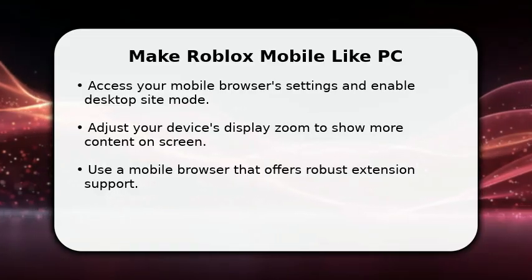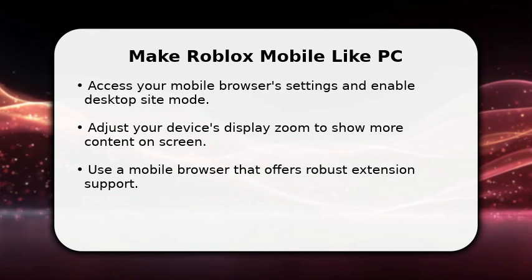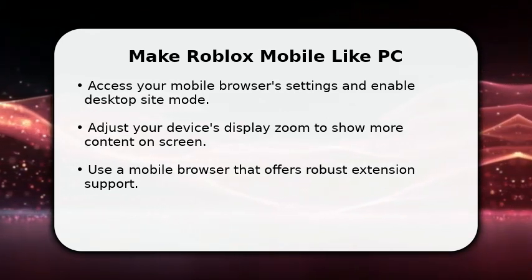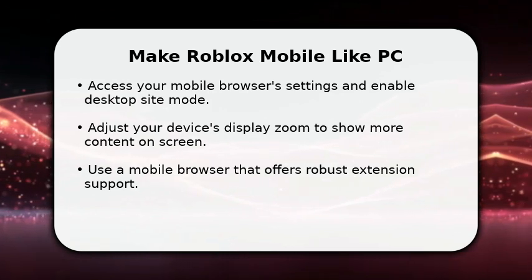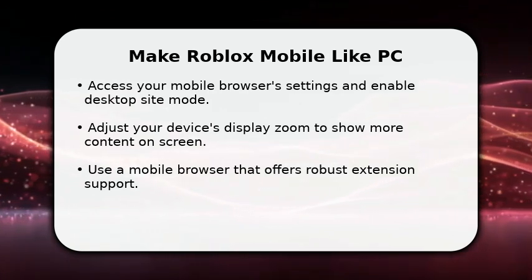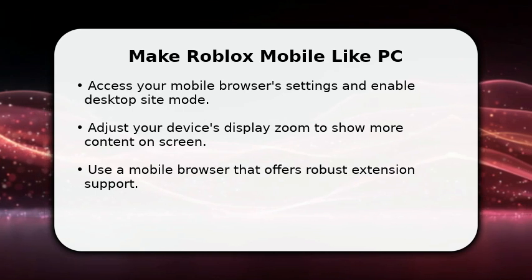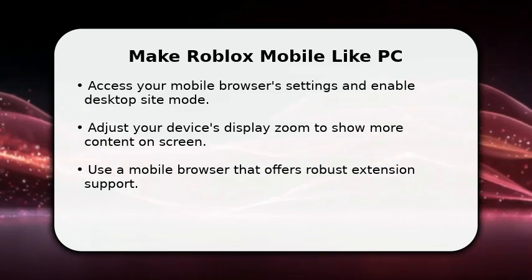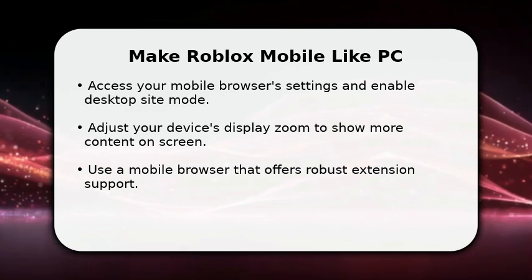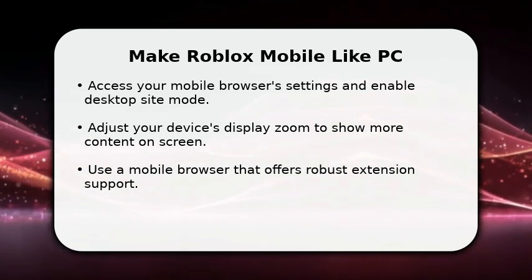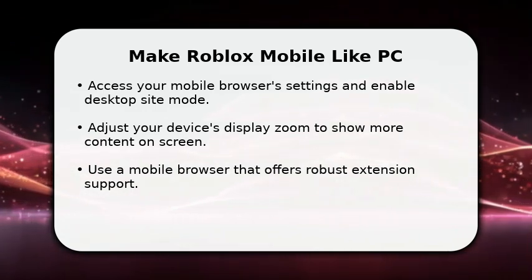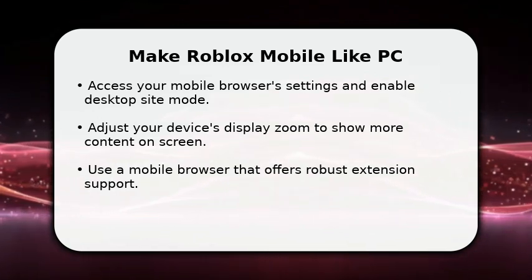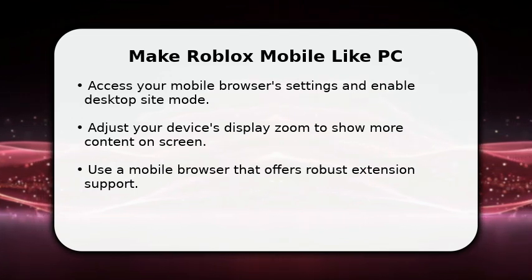In this video, I will show you how to make Roblox mobile look like PC. First, open your mobile browser and navigate to its settings. Look for an option to request or enable the desktop site view. This immediately changes how websites render, giving you a wider, more PC-like layout. Next, consider adjusting your device's display settings to reduce zoom, allowing more content to fit on your screen. This initial step is crucial for a broader visual experience.